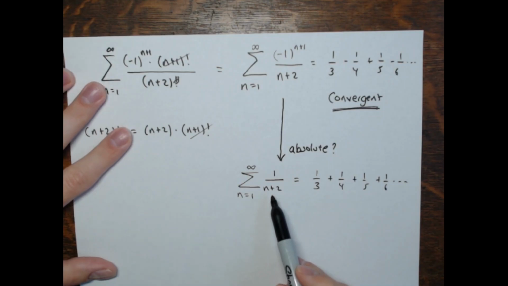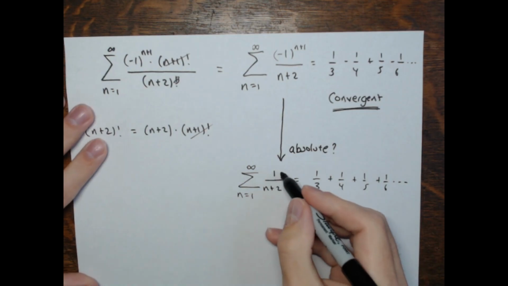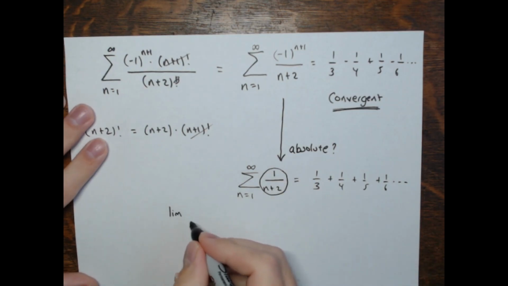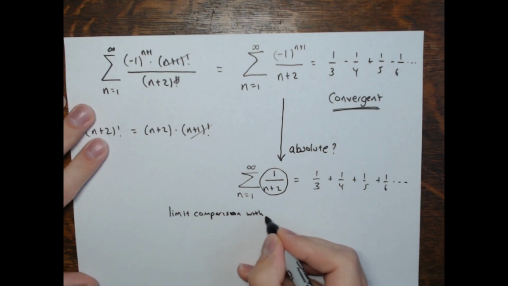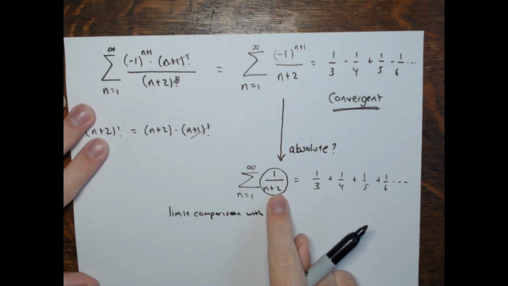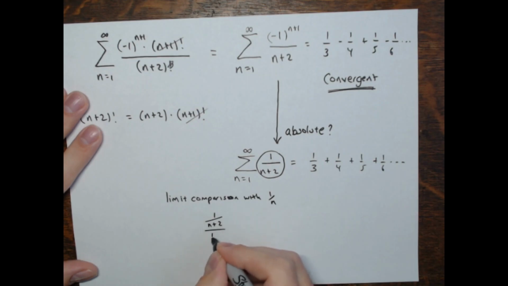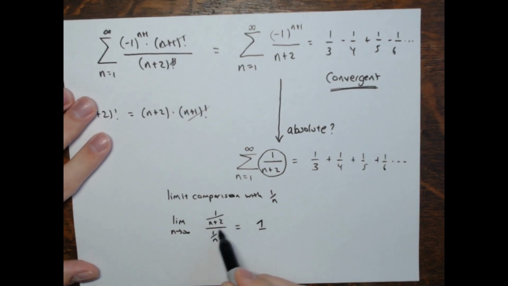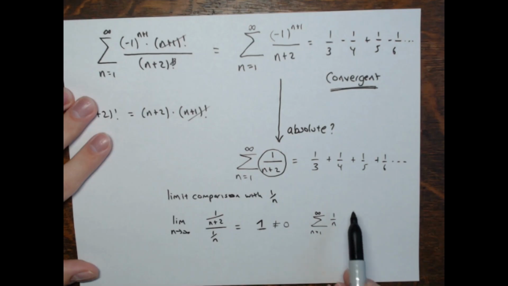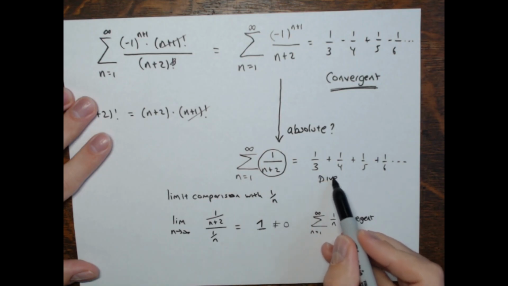Remember, we could do an easy limit comparison with just 1 over n. You see how all these are like 1 over n basically? You do 1 over n plus 2 divided by 1 over n and see what happens as n goes to infinity. Well, this limit would just be 1, because you would flip and there would be n over n plus 2, and that's approaching 1, which is not 0 and not infinity. So remember, the limit comparison test tells us that the sums of 1 over n and 1 over n plus 2 will both converge or both diverge, and we know 1 over n is divergent. So this must also be divergent.